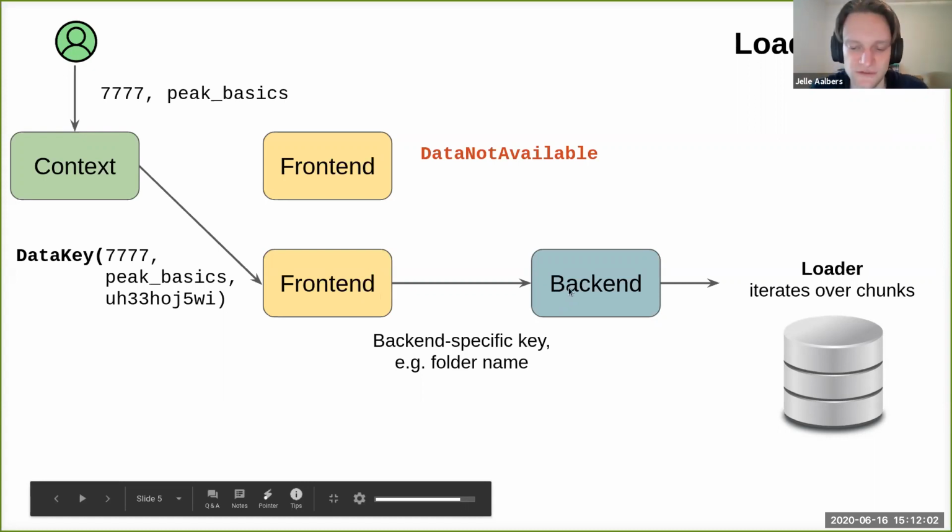For example, for a file system backend, which is the only one that really matters at the moment, that's just the folder name. But for S3, it would be some kind of bucket ID. And for a zip file, it would be what's the zip file and what's the file or folder inside that zip file I need to run. But for now, it's just the folder name of the data. And at this point, the front end's job is done. The data is found. That's the end of that. And the onus of work passes on to the backend.